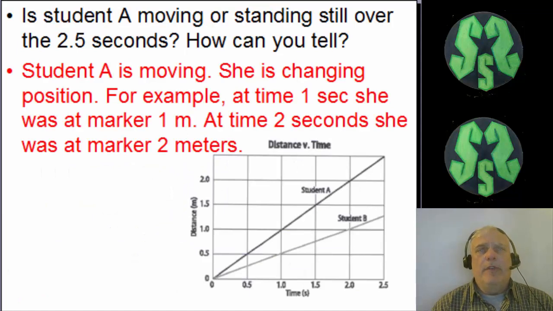Is student A moving or standing still over the 2.5 seconds of time? How can you tell if the student is moving or standing still? Well, we can see by looking at the graph that student A is moving. She is changing her position. For example, at time 1 second, she was at meter marker 1 meter, and at time 2 seconds, she was at 2 meters. So every second that goes by, she is able to travel a distance of 1 more meter each time.